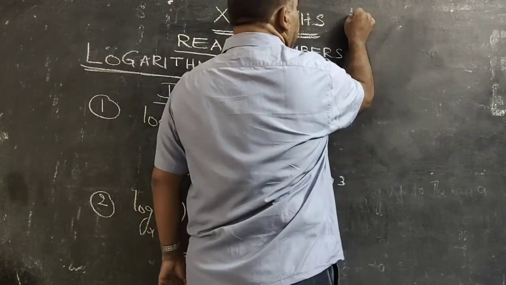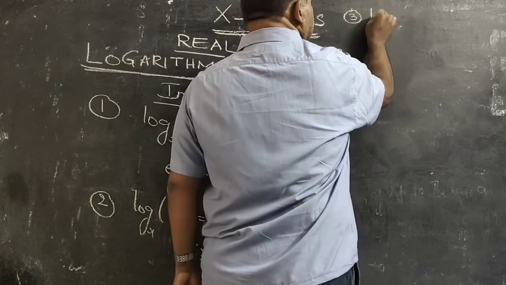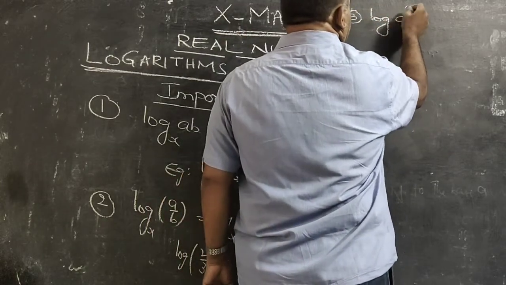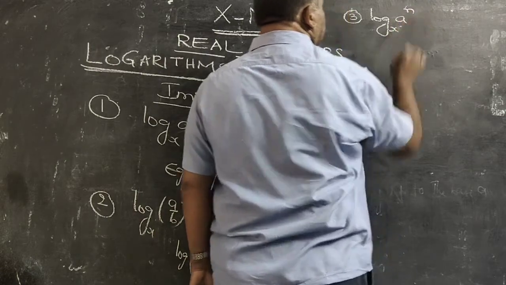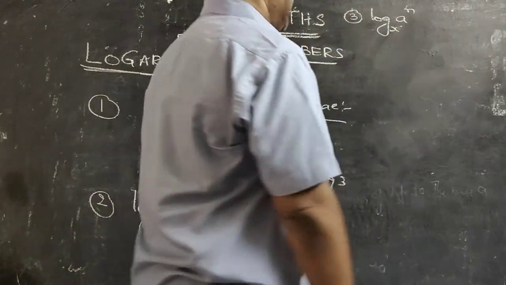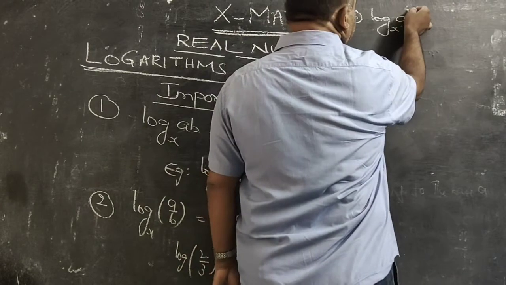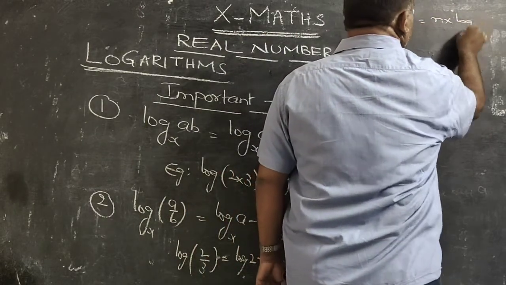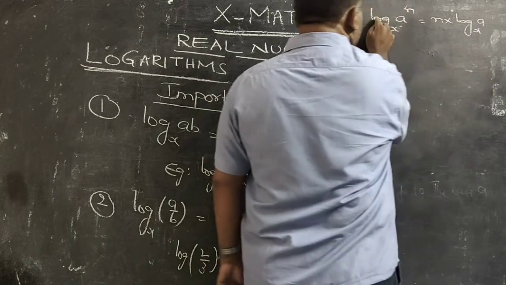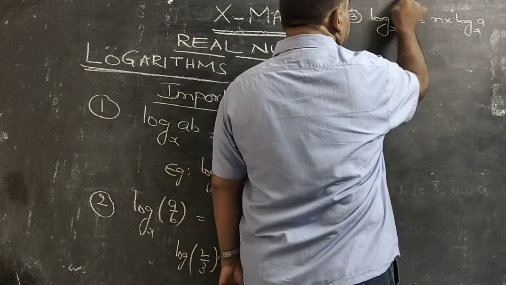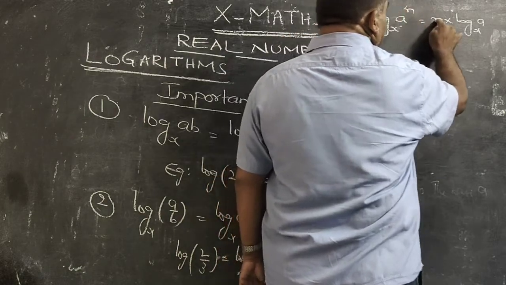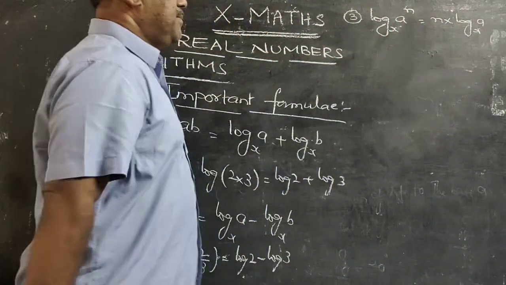Next, the third formula is log A to the power n, base x. If the number has a power, then it will become a coefficient. It will become n into log A base x. In logarithms, if a number has a power, it comes as a coefficient. So if this n comes here, it will become n into log A base x.